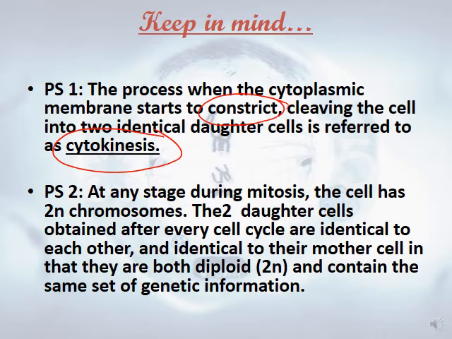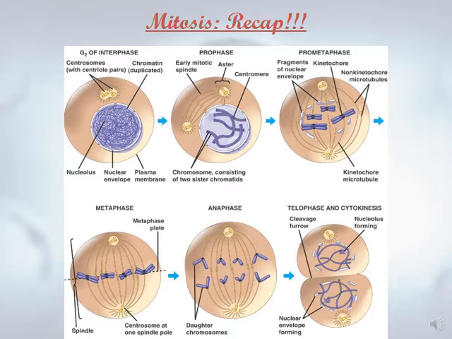Okay? Let's move now to this figure showing the different phases of mitosis. Here, G2 of interphase, and then this is prophase, with centrosomes and spindle fibers that start to form. The chromatin condenses, so each chromosome is made up of two chromatids. This is prometaphase, or early metaphase, where the chromosomes start to move to the center of the cell, forming what's known as the equatorial plate.